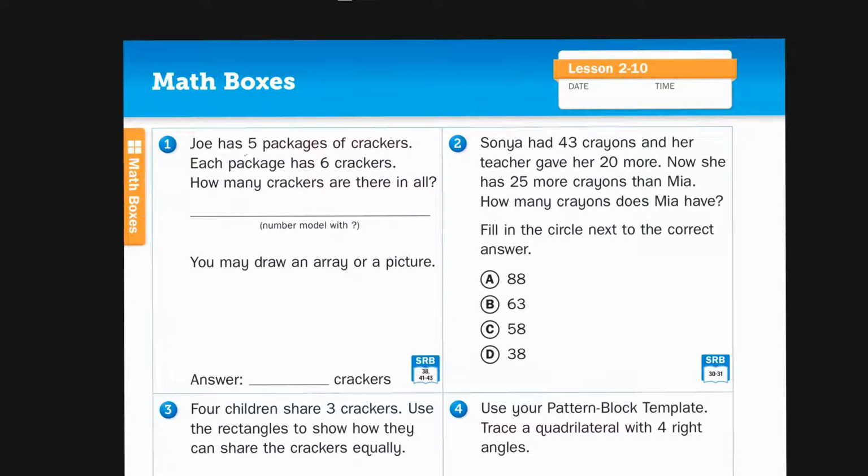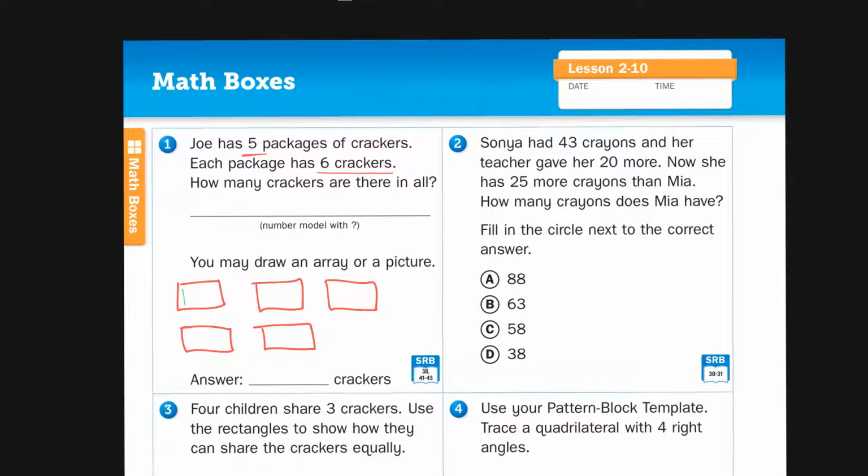So he has 5 packages, so I'd like to underline the information. 6 crackers in each package. So I'm thinking I'm going to draw my picture first. So I'm going to draw in 5 packages. 1, 2, 3, 4, 5. So those are my 5 groups, and each one has 6 in it.